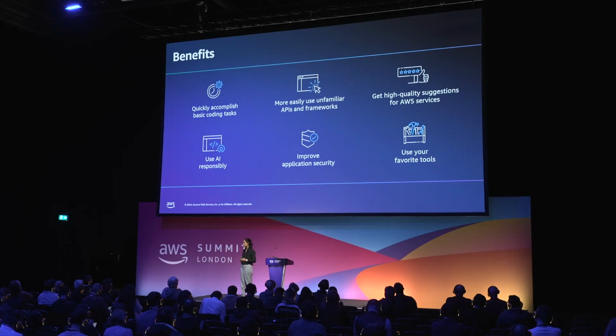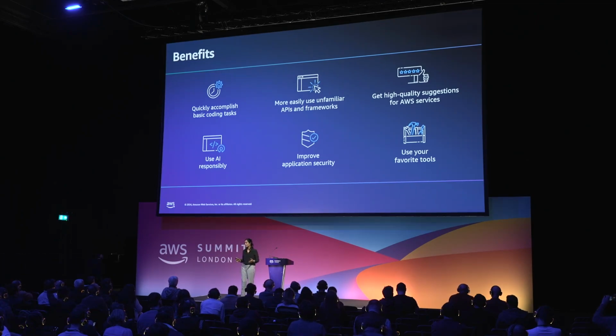In addition to Code Whisperer being a general purpose coding companion, it is optimized for the most used AWS services like Amazon EC2, Amazon S3, and many more. It ensures that you are coding responsibly with the help of the reference tracking feature. And you can improve your application security with the help of the code scanning feature. And finally, you can use it with your favorite tools like your IDEs, your CLIs, and programming languages.